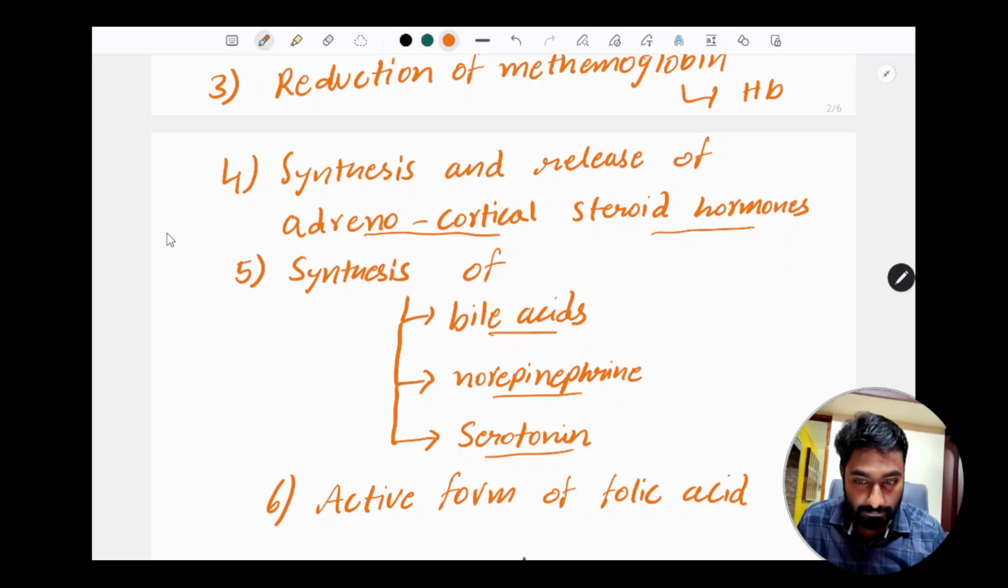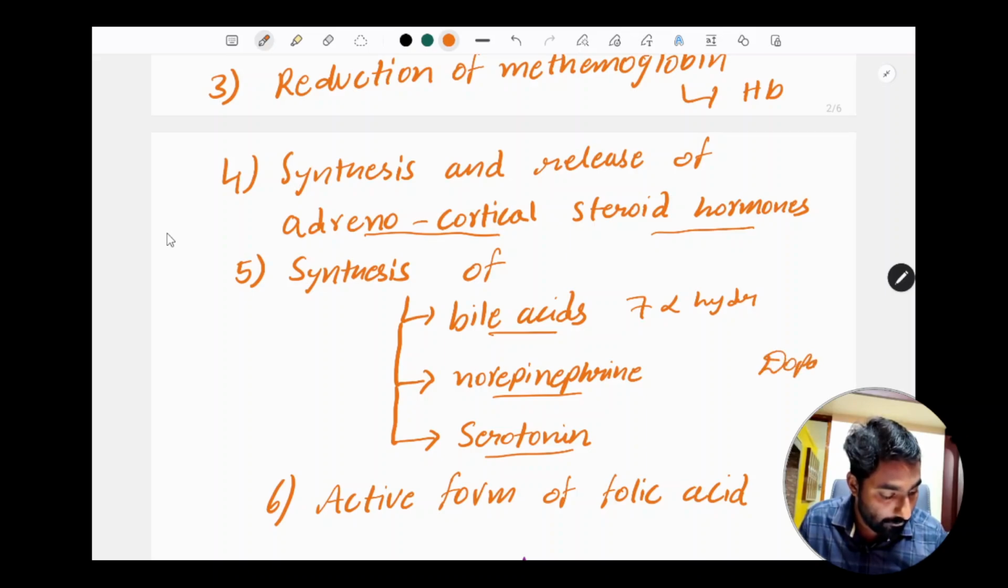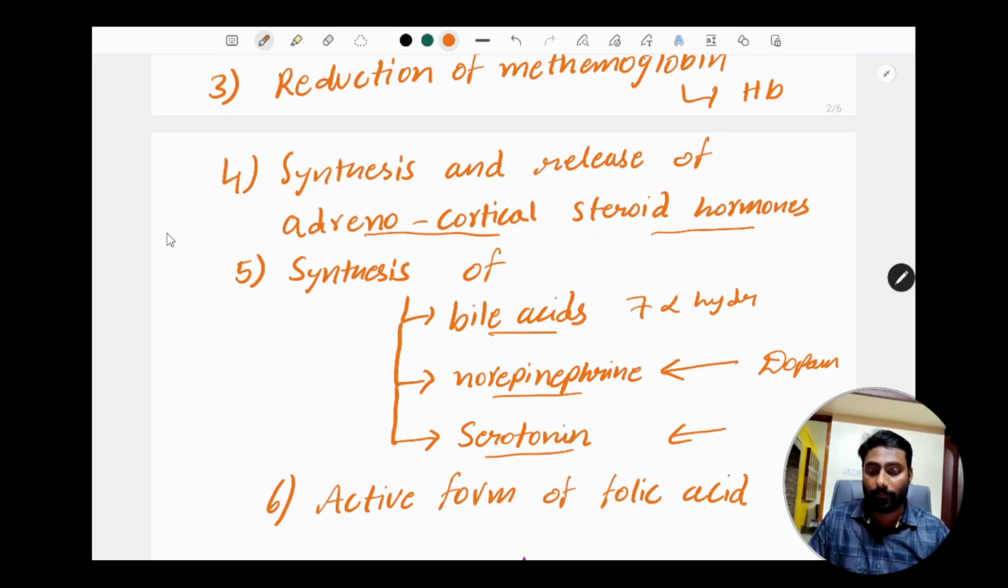In bile acid synthesis, it causes 7 alpha hydroxylation of cholesterol, and in norepinephrine being synthesized from dopamine, vitamin C is required. Here also, it is caused by the enzyme hydroxylases. Tryptophan is converted into 5-hydroxytryptophan with the help of the enzyme hydroxylases in the presence of vitamin C. Later it gets decarboxylated into serotonin.